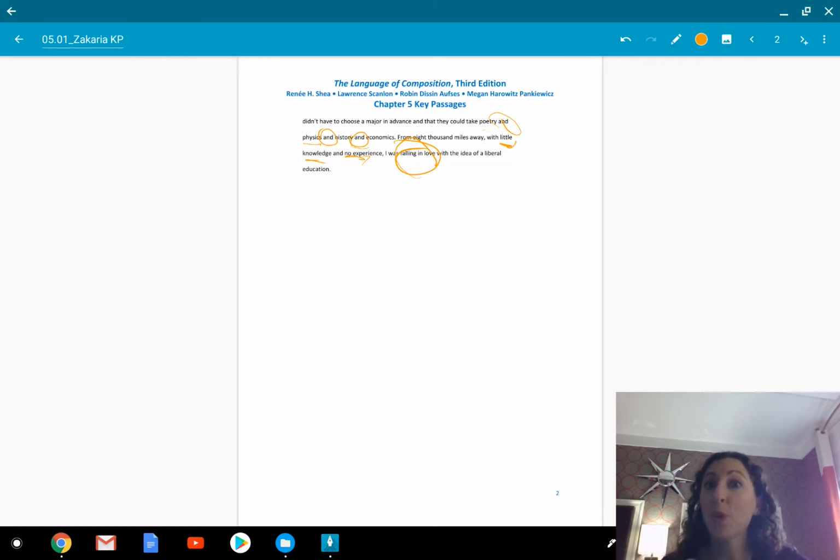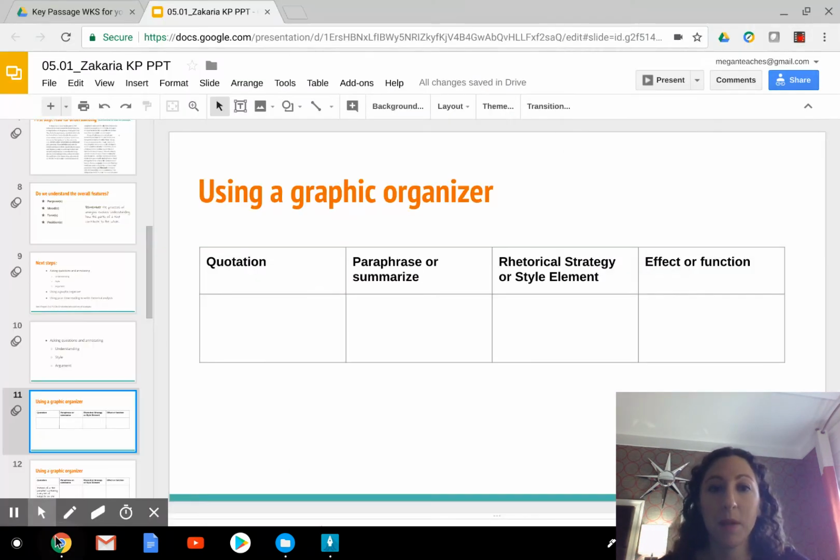So those are the things that I notice when I read through and I'm looking for style and rhetoric and understanding. So let's come back to here with our graphic organizer. I want to try and capture what I've annotated. I'm going to look at the quotation, put it into my own words so I really understand what it is that Zakaria is saying, look at the rhetorical strategy or style element, and then get at the effect or the function.